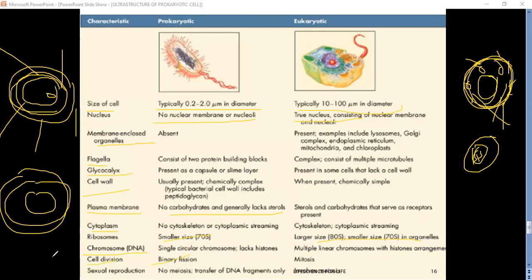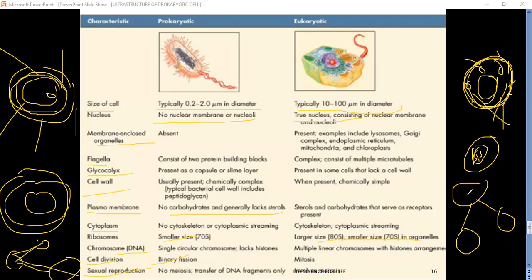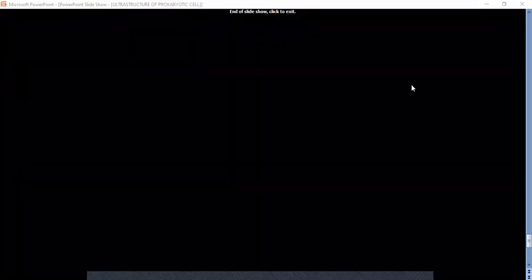Cell division by binary fission, that is, one bacterium divides into two very fast, in 20 minutes. But here the cell division is by the mitosis process. And sexual reproduction: in prokaryotes there is no meiosis, just transfer of DNA to the respective cell. But in eukaryotes, sexual reproduction is the formation of gametes, and it is done by the meiosis process. These are the basic and final differences between prokaryotic and eukaryotic organisms. Thank you.